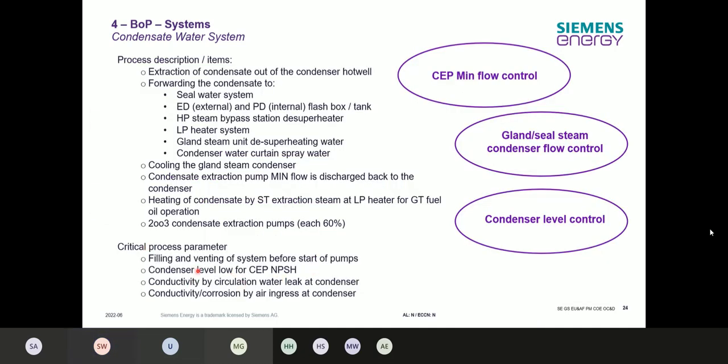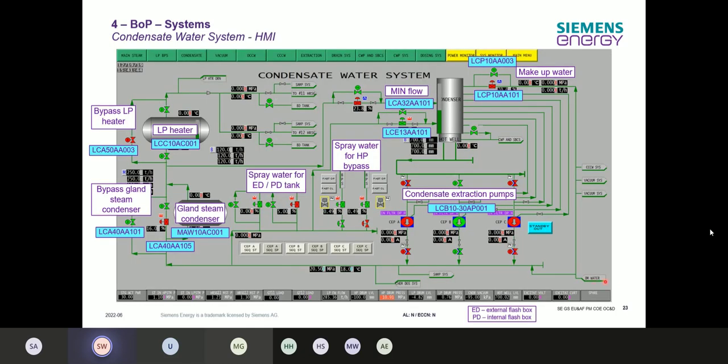Exactly, so that's this one: condenser level low for CP NPSH, that needs to be there normally. Let's say I have never been on a site where it's not there, because it's there for every pump. You have it normally here for the demineralized water pump, tank level. When the level is too low, you get the protection. And normally, let me check.